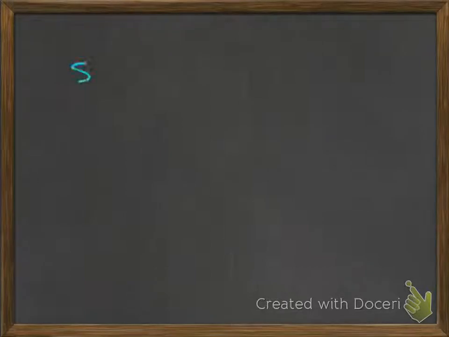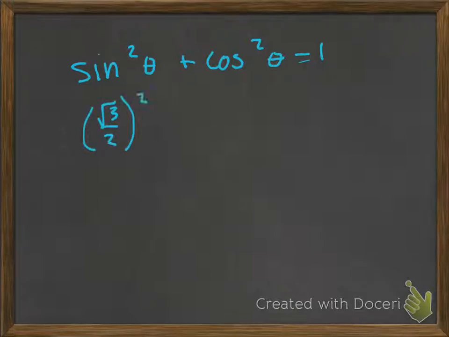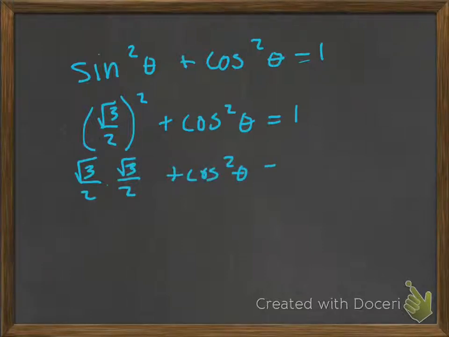Since I gave you sine, that means we're going to start with the Pythagorean identity that says sine squared plus cosine squared equals 1. So sine is the square root of 3 over 2, but the quantity is squared. And whenever you are squaring something, I suggest you write it twice because it visually makes it easier to look at. So we're going to multiply these together. So the square root of 3 times the square root of 3 is the square root of 9, which puts me back to 3. 2 times 2 is 4.